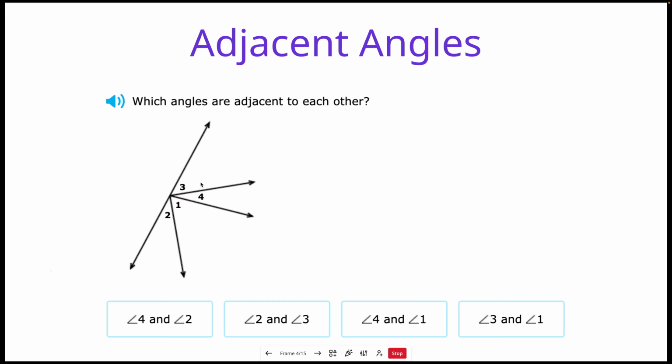So which angles are adjacent? Are 4 and 2 right next to each other? Nope. Are 2 and 3 right next to each other? Nope. Are 4 and 1 right next to each other? Yes, and by process of elimination, this cannot be correct. Okay? So adjacent just means side by side.